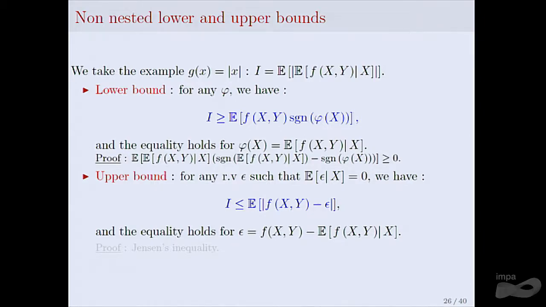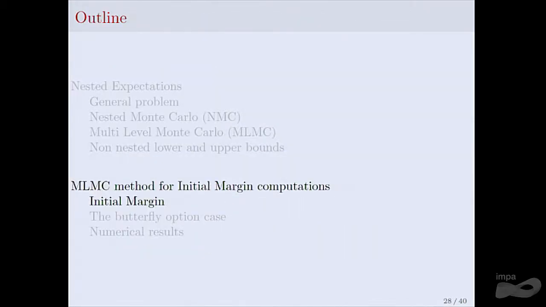You can do kind of the same idea for the upper bound. You have that for any random variable epsilon such that the conditional expectation of epsilon given x is 0, the quantity I is upper bounded by this, and the equality holds for this choice. That'll be important for simulations. Once again, it's just one line.